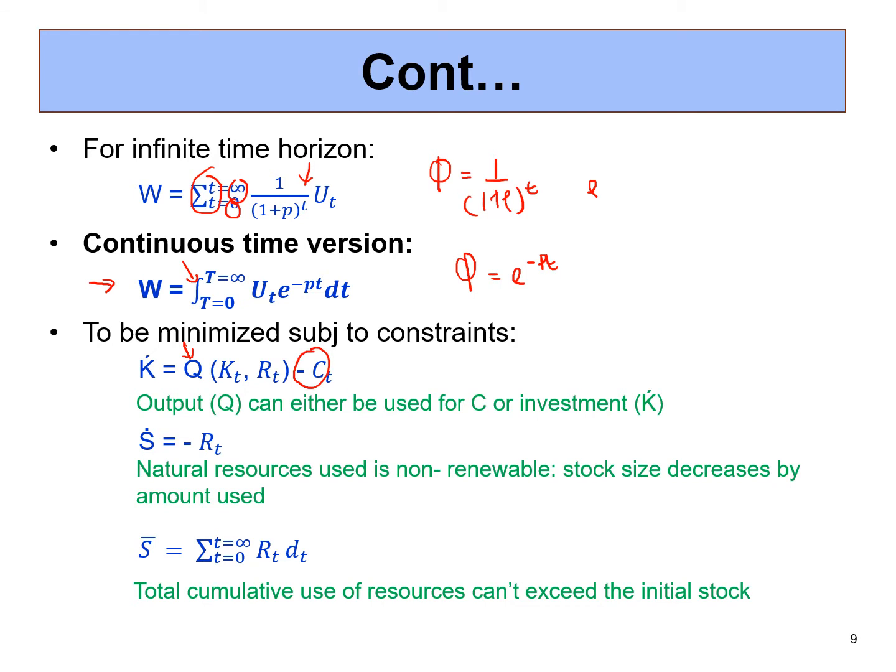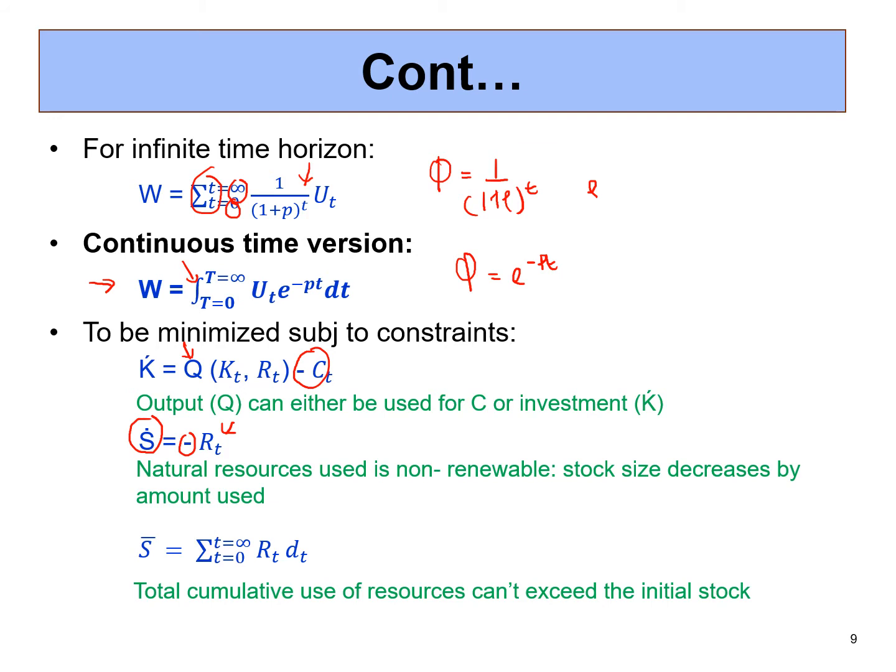So you can use output for consumption or capital. Okay, second, we have the rate of change in stock equals minus R. R here refers to your natural resources. In other words, the natural resource used here is non-renewable because you have a minus. It means that the more you use the natural resources, the more it will decrease. That's why you have minus signs, and stock size decreases by the amount of natural resources used.